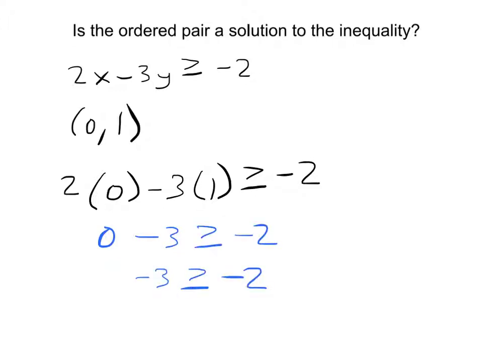Now when we think about it, is negative 3 greater than negative 2? No, it's not. It's smaller. Is negative 3 equal to negative 2? No, it's not. They're not the same number. And so our answer is no. This point is not a solution to this inequality. If it works out, the answer would be yes.